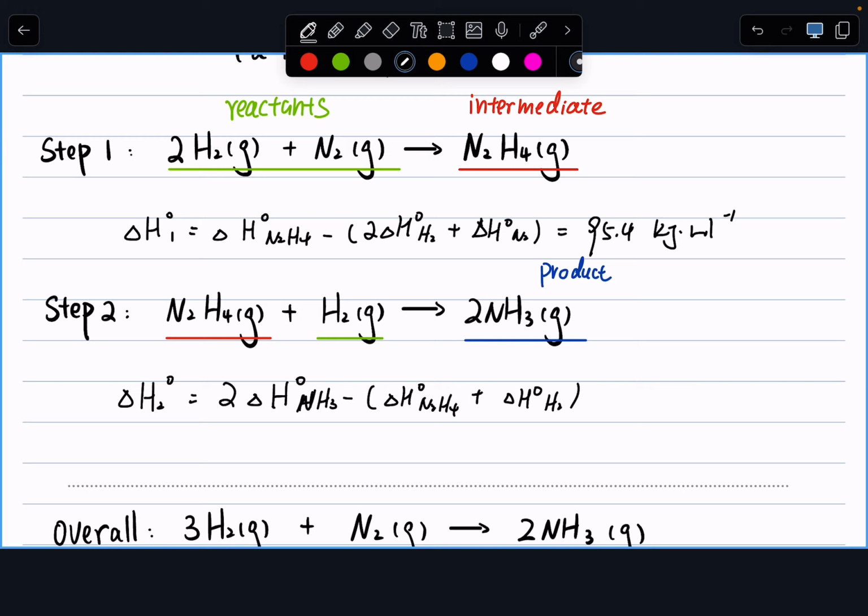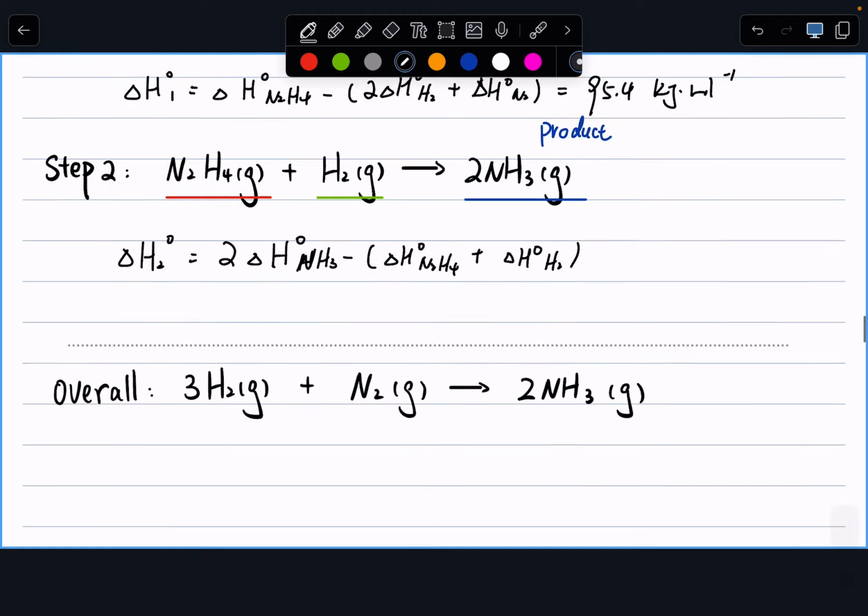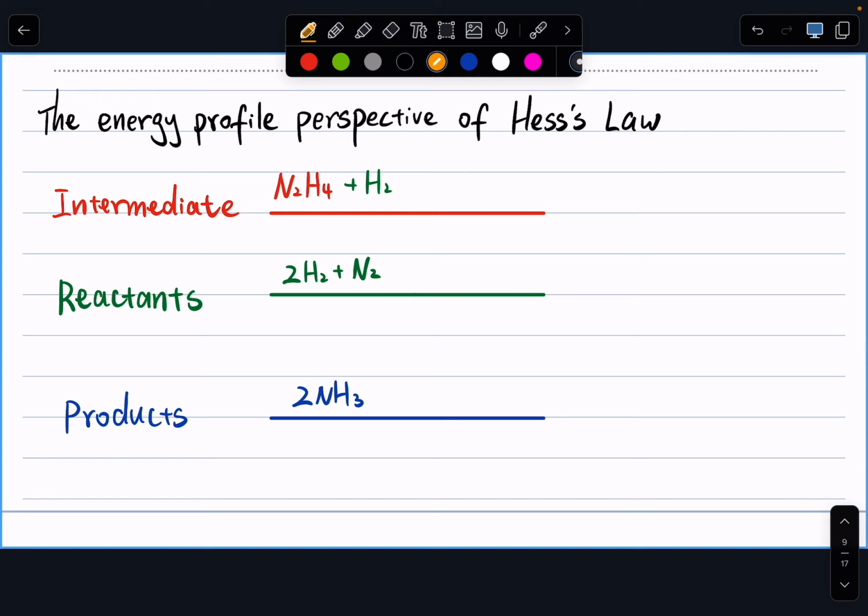So the overall reaction is the sum of these 2 steps. Or if we put it in an energy diagram profile, it's going to be more straightforward to see. So in this case, what is our first step? We started from our 2H2 plus N2, so that's our first step. It's endothermic, so we're absorbing heat. The next step is from my reactive intermediate all the way to product. That's my second step. And my overall reaction is the one like this.